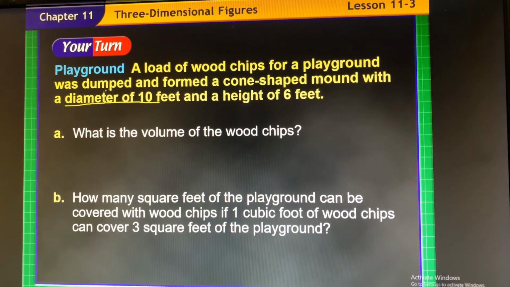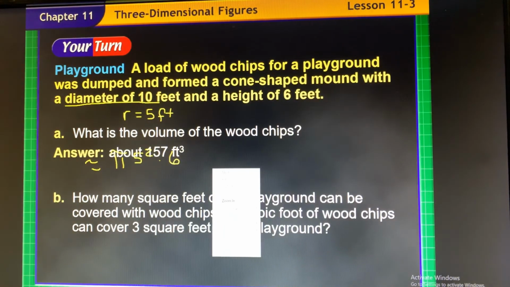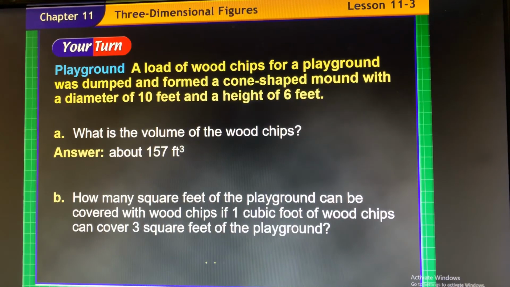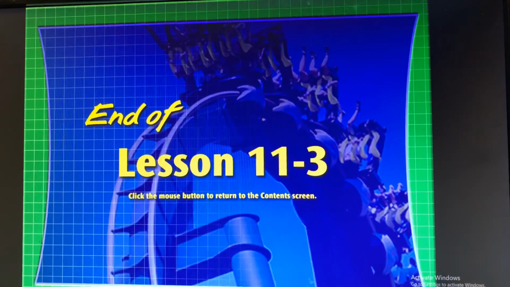You should focus in on this and go, whoop, nope, I don't need that. I want this. I want that radius, which is only half of it. And then you're going to do pi r squared times 6. Get your approximate volume. And then just multiply it by 3. Yay! Good luck.